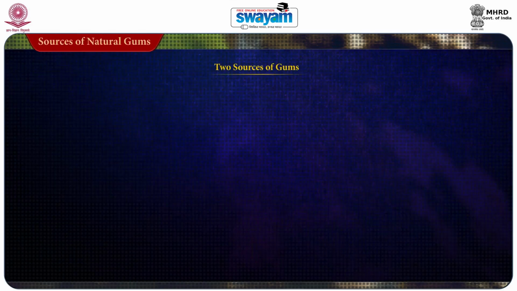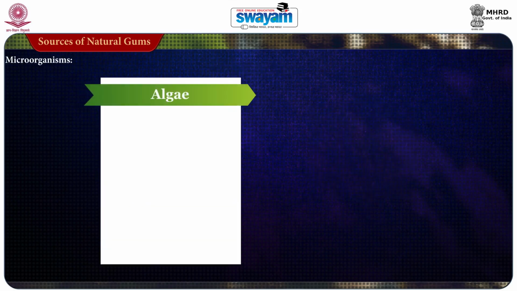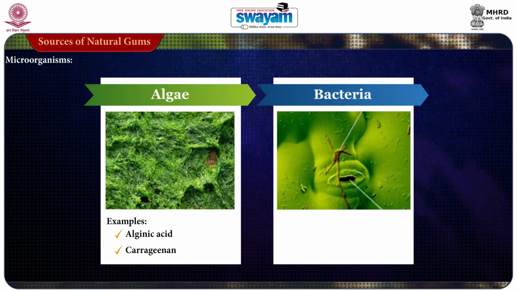Now let us see what the sources of natural gums are. There are two sources of gums. Gums from microorganisms include two types of microorganisms. One is algae; the examples are alginic acid and carrageenan. The other microorganism source is bacteria, which gives gums like dextran and xylan by fermentation.